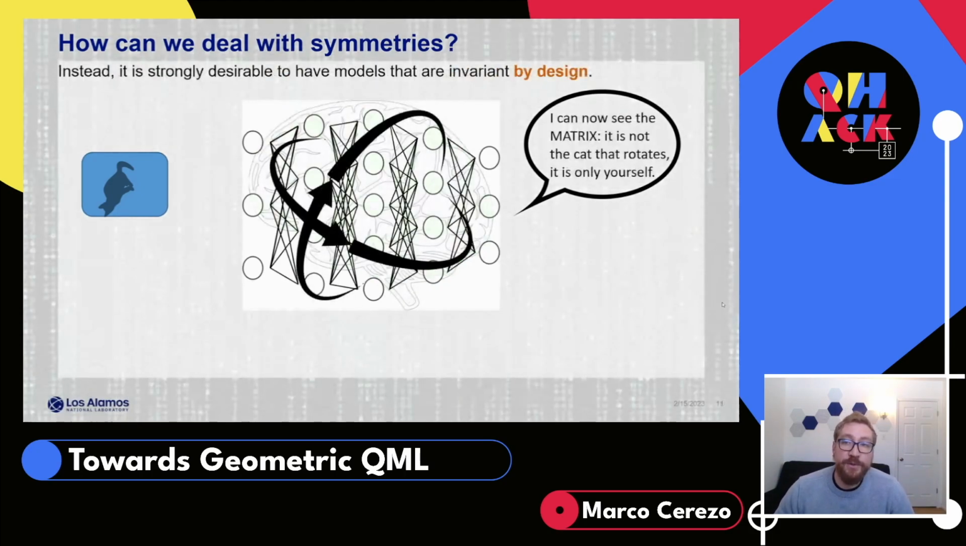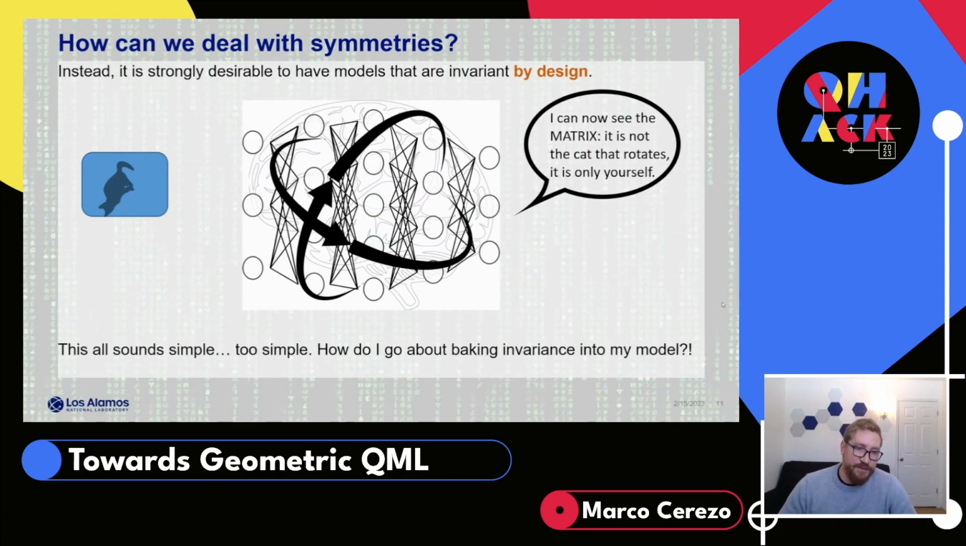So what is the solution? What we want to try to do is have models that are invariant by design, so that somehow we've baked all the information of the symmetries into the model so that it doesn't have to learn it. If I feed it a roto-translated cat, it just sees it as the cat. Now, the problem is that this all sounds too good, I'm being very abstract. This almost sounds even too simple, right? But the question is, how do I go about baking those invariances into my model?